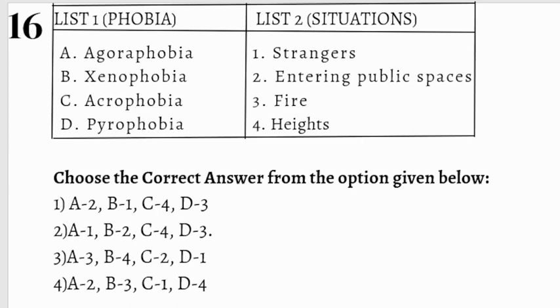Okay, let us read the question. So agoraphobia. Agoraphobia is basically the fear of entering public spaces. Xenophobia is when the person feels scared of strangers, or they have a fear of strangers. Acrophobia is when the person fears heights. And at last, pyrophobia is fear of fire.